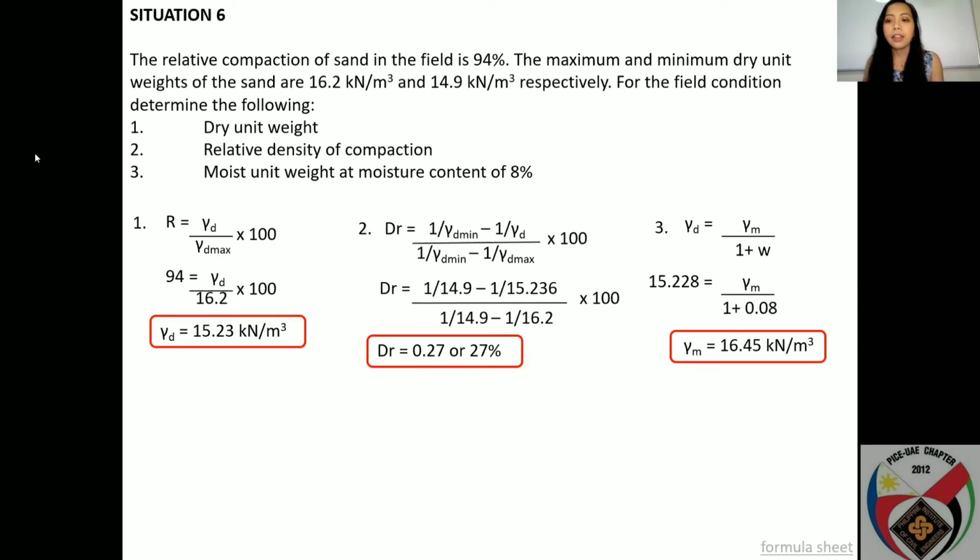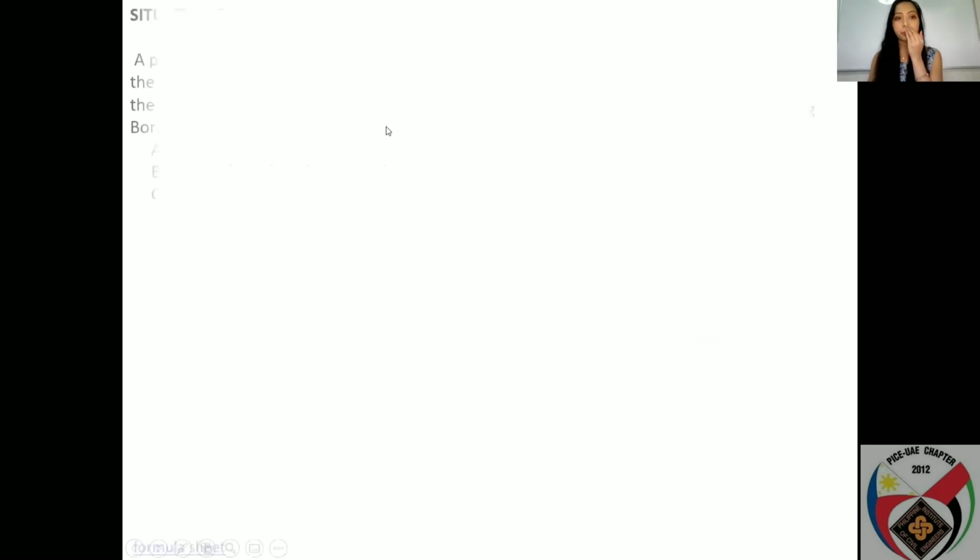Alright? I think this first set is very easy since it's plug and play, right? Go to the formula sheet, find the unknown, find the variables, then you can proceed. But the next situation, situation 7, we will be looking at the application of the theories that we discussed. Okay? Situation 7, I will move on now.